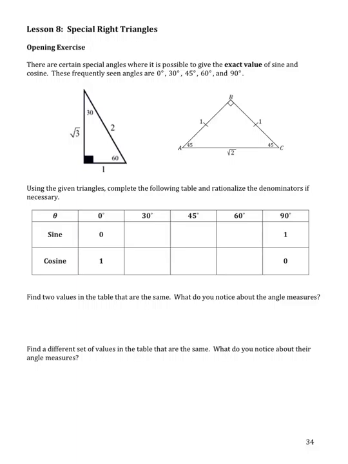Unit 6, Lesson 8, Special Right Triangles. There are certain special angles where it is possible to give the exact value of sine and cosine. These frequently seen angles are 0 degrees, 30 degrees, 45 degrees, 60 degrees, and 90 degrees.